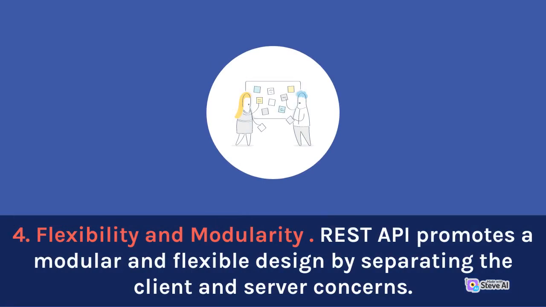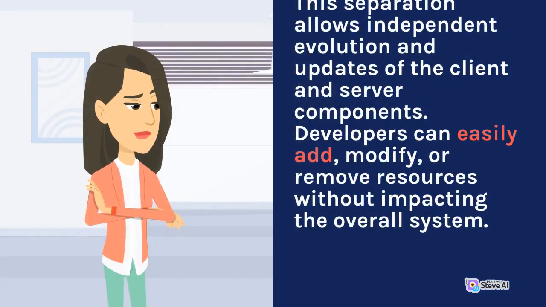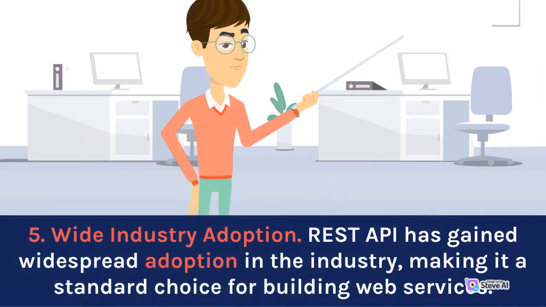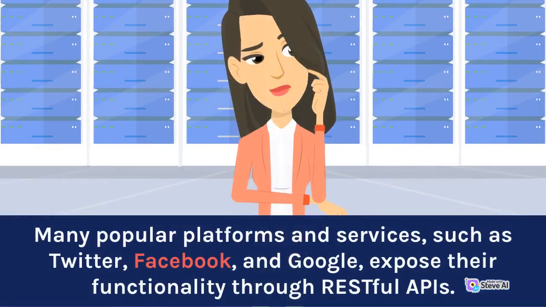4. Flexibility and modularity. REST API promotes a modular and flexible design by separating the client and server concerns. This separation allows independent evolution and updates of the client and server components. Developers can easily add, modify, or remove resources without impacting the overall system. 5. Wide industry adoption. REST API has gained widespread adoption in the industry, making it a standard choice for building web services. Many popular platforms and services, such as Twitter, Facebook, and Google, expose their functionality through RESTful APIs.